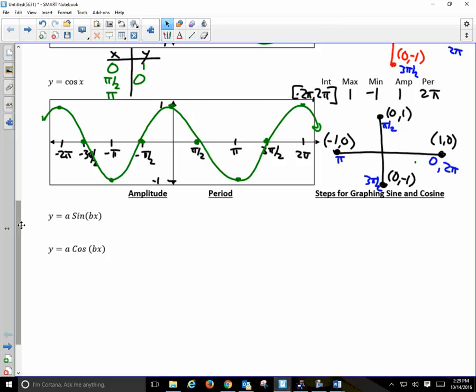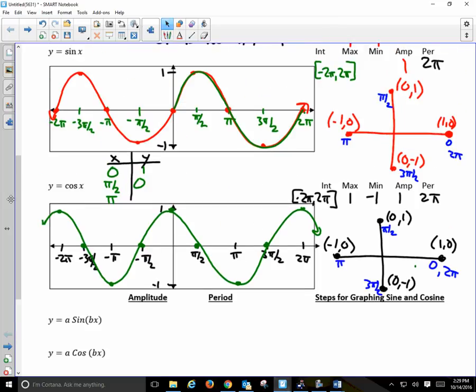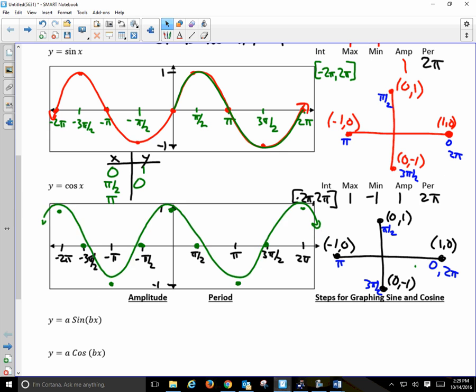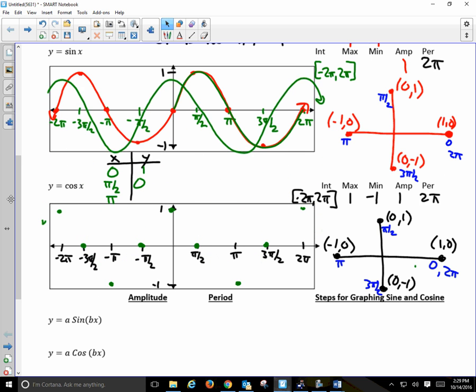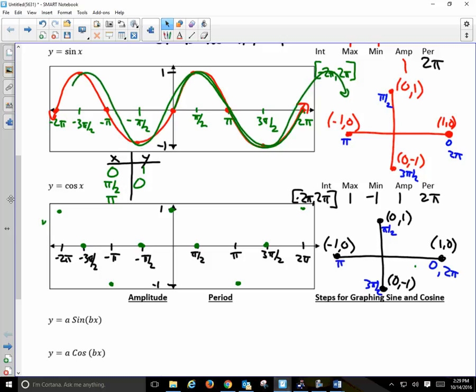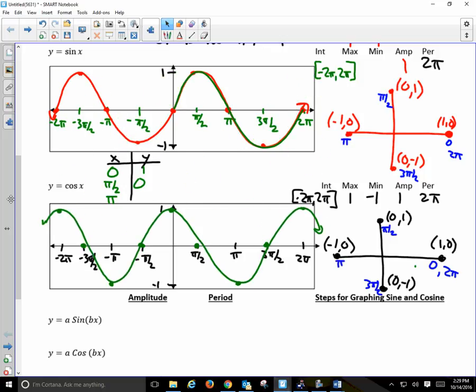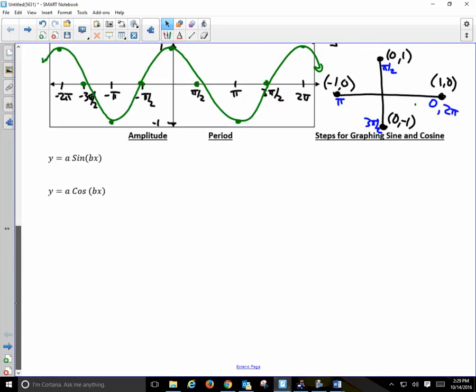How is this graph different? Yeah, you can see it starts at the top. If you shift it, it ends up being the same graph, doesn't it? So they're very, very similar. They have the same amplitude, same period, same everything else. We are only today going to focus on shifting the amplitude and the period.